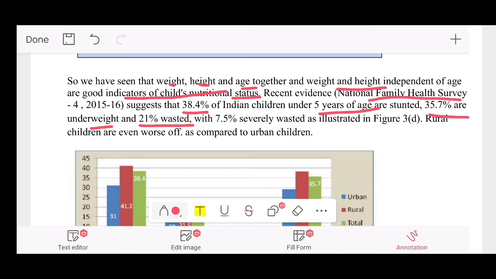According to the National Family Health Survey, this survey was done and they suggest that 38.4% of Indian children under 5 years of age are stunted, which means they are not at their proper height. 35.7% are underweight and 21% are wasted, with 7.5% severely wasted, which means their height and weight are severely not matching properly.